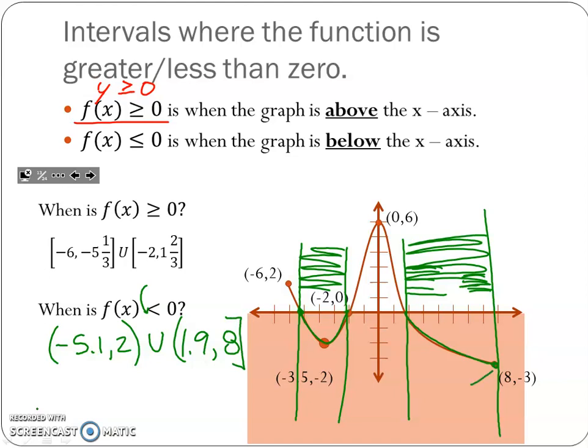And the reason is, if you guys look, at 8, we're not on the axis. At negative 5.1, I'm on the axis. At negative 2, I'm on the axis. At 1.9, I'm on the axis. And we're not including those that are on the axis. But at 8, I'm down below, so 8, I am going to include. Okay? So that concludes what we're doing with the visualizing functions. Sorry I couldn't get it in one video.